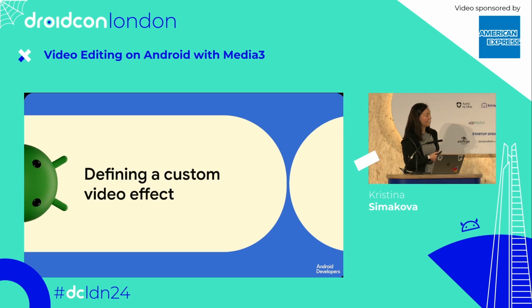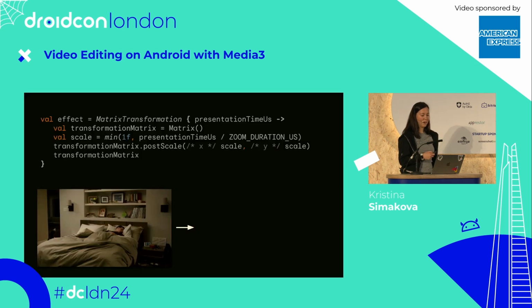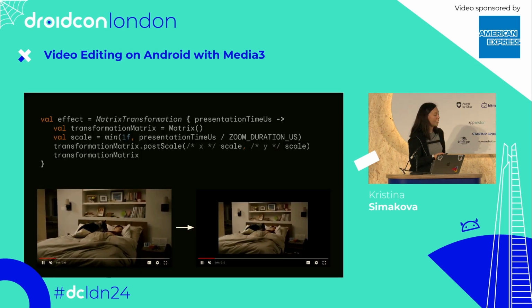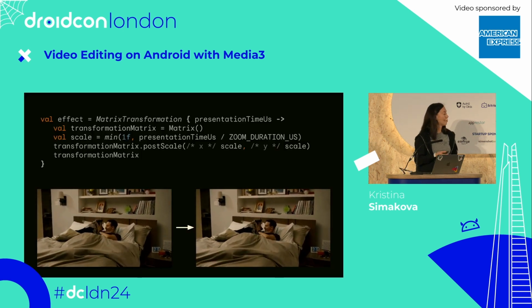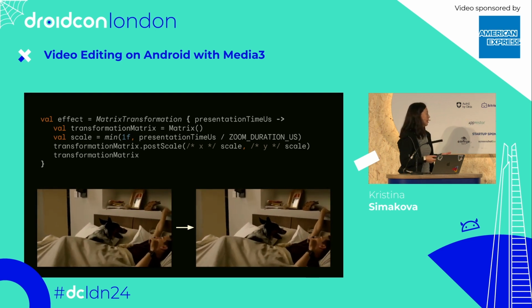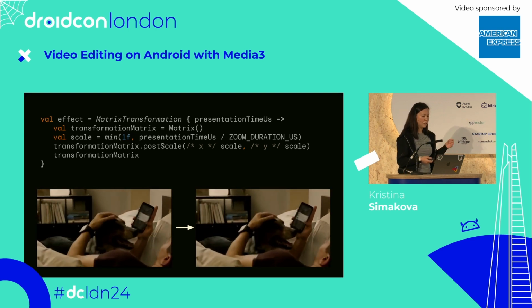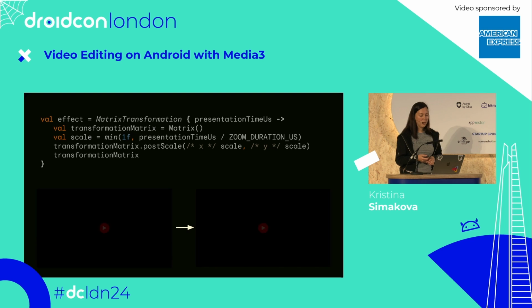But what if you want to do something fancier than we have in the Media3 effects module? Here, we can create a custom effect by subclassing an inbuilt matrix transformation to zoom in for the first second of the video. The rest of the code remains the same.